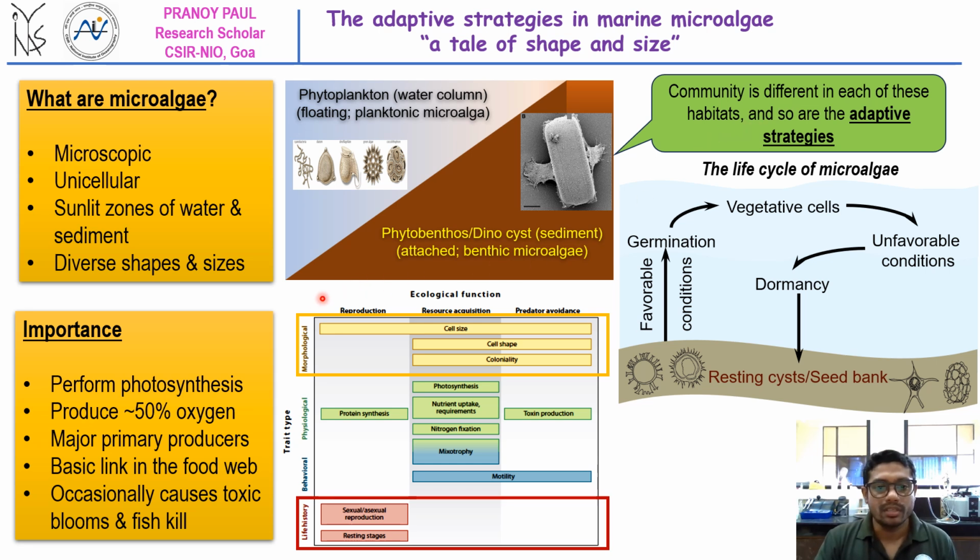The best way to study their adaptive strategies is through traits, which help them in their ecological functions like reproduction, resource acquisition, and predator avoidance. For this study, I have focused only on the morphological part. The life cycle of microalgae forms a vegetative cell in the water column. Later on, during unfavorable conditions, it forms a dormant stage and settles in the sediment. Later on, again, it germinates and comes back to the vegetative cell.